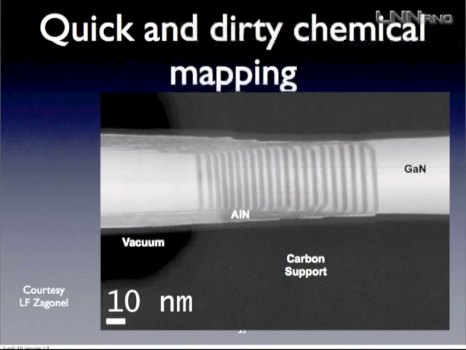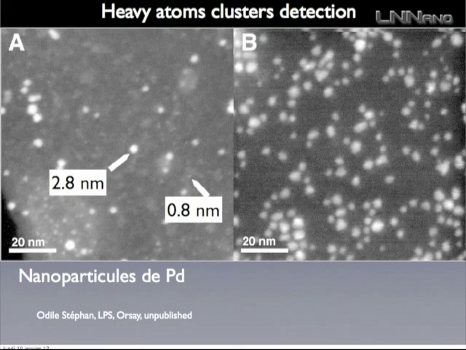But here what I want to point out is that it's a sample with a lot of structure and a lot of contrast, because aluminium and gallium do not have the same weight. That's the reason why this part is brighter and these parts are darker. It's very easy, at least very quick, to make this kind of image, and very quickly you have direct chemical information. It's not quantitative, but qualitatively it's very quick to obtain, and it would be much more difficult to do by other techniques.